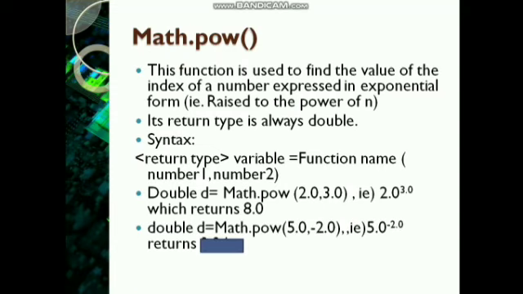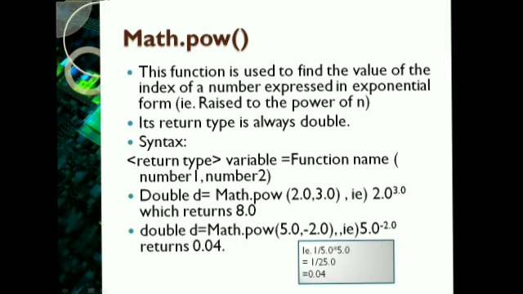Next example, double D is equal to Math.pow(5.0, -2.0). Here the exponent is a negative value, that is 5.0 to the power minus 2.0, and whenever you have a negative exponent you have to take the reciprocal of the multiplication. So you have to do the division, and that means your answer will be 0.04.